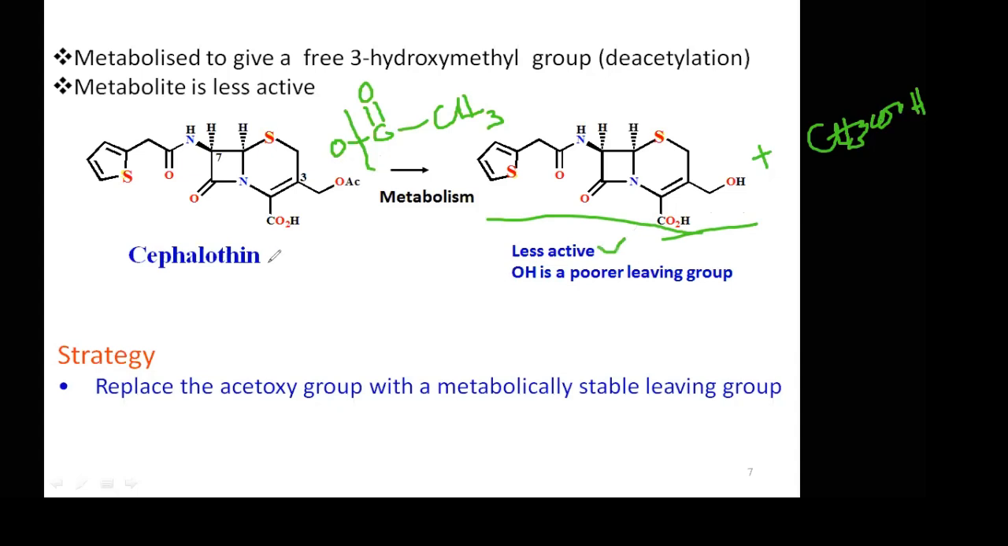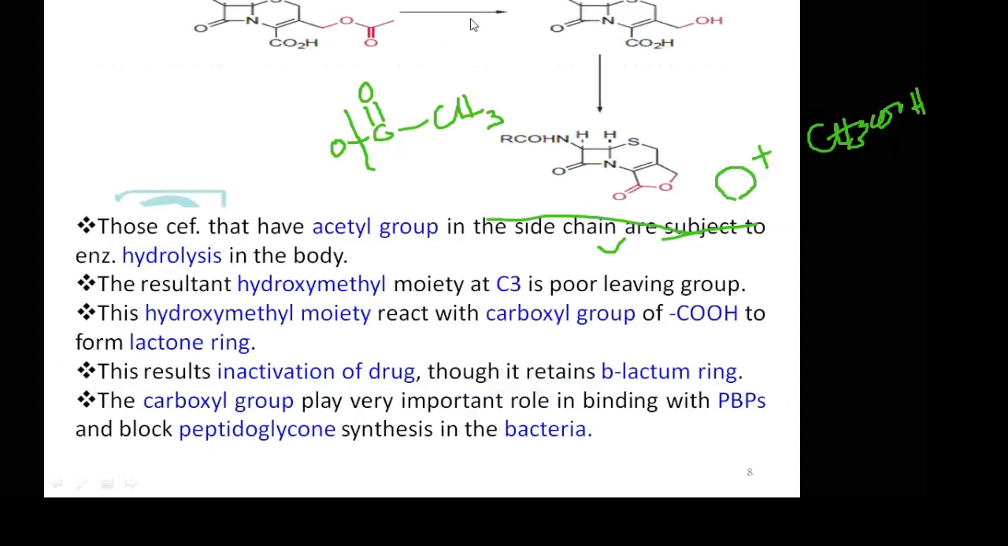That's why, if you want to use cephalothin, you have to give it by injection, by IM or IV. You can't give it by oral route because the drug is getting metabolized. And the produced hydroxyl group causes some effects. Let us go to the next slide and see that.